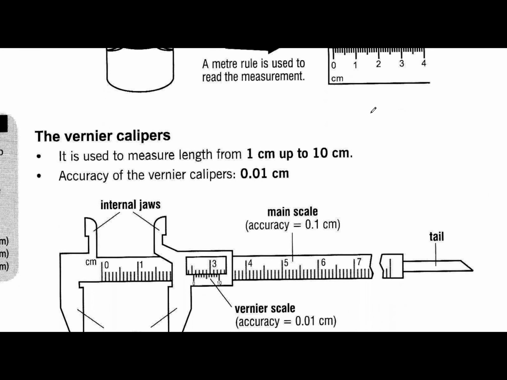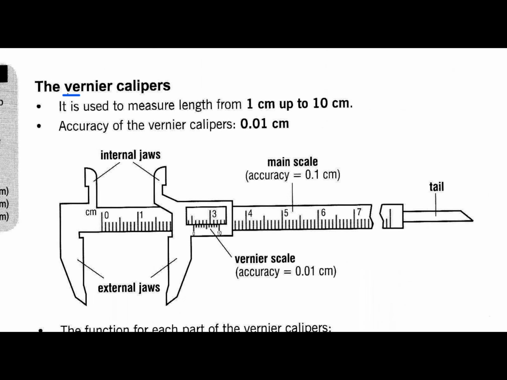The vernier caliper is 10 times as precise as the normal ruler. So its precision is 0.01 centimeters. It comprises a main ruler, or the normal ruler, with a normal precision of 0.1 centimeters, and a vernier ruler with a precision of 0.01 centimeters.